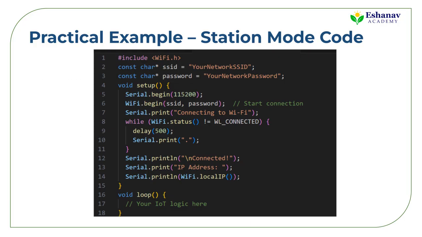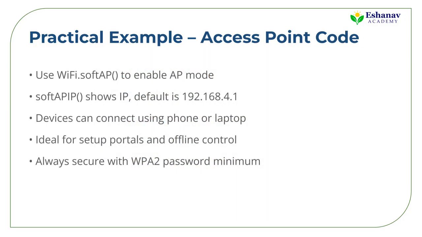Now let's look at AP mode. Using WiFi.softAP, SSID, password, your ESP32 instantly becomes a hotspot. The WiFi.softAPIP command gives you the AP's IP, usually 192.168.4.1. Connect your phone or laptop, and you'll see the ESP32's SSID show up like any other Wi-Fi network. This mode is perfect for setup portals.